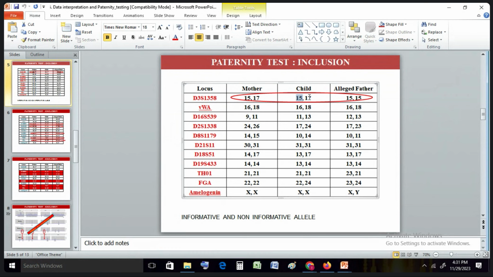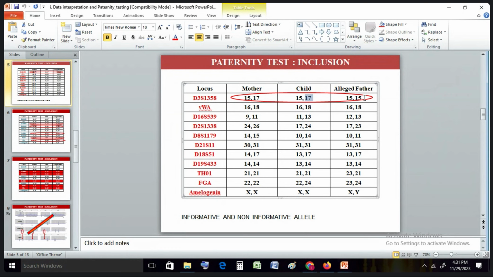So think this way: the children's 15 is coming from the mother. Then this 17 must come from the father. It must come from the other guy. Other guy means the father. So this allele is called an obligate allele, the allele that must come from the other person. In this case, the known person is the biological mother. Just assume that is 15. So the 17 must come from the other person, and that's why this 17 allele is called an obligate allele.